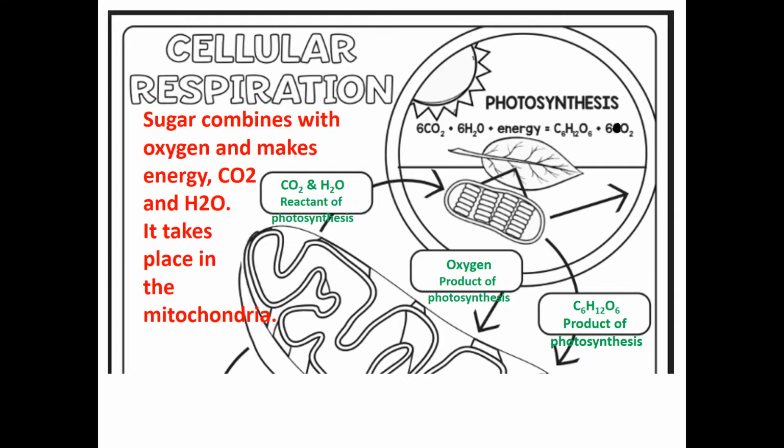In red, I wrote here, sugar is combining with oxygen and making energy, CO2 and H2O. That's what's happening with cellular respiration, and it's happening in the mitochondria. This top part here is just a review of what's happening with photosynthesis. And I actually made a correction on the top corner. It's supposed to be O2 is one of the products that's made with photosynthesis. So we just talked about this. Let's jump into the bottom part of this handout.